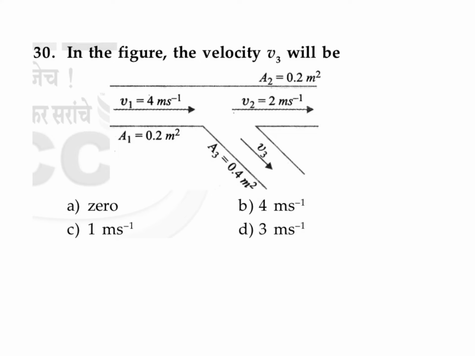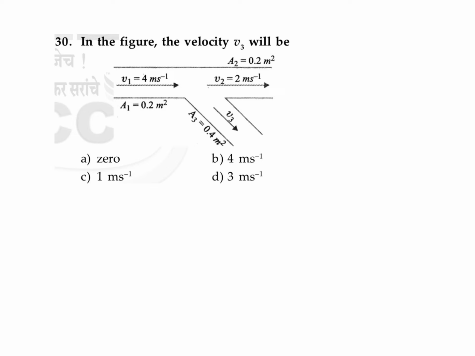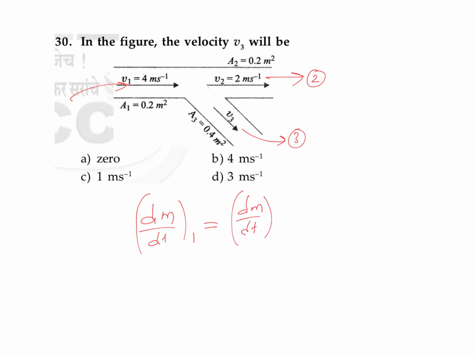In this question, it is given that in the figure, velocity v3 will be. So over here we can say that the amount of water which is going in should be equal to the amount of water which is coming out through point 2 as well as point 3. So we can use the continuity equation, or we can say that dm by dt in through point 1 should be equal to the sum of dm by dt, the rate of flow of water which is outlet, through 2 or through the pipe 3.